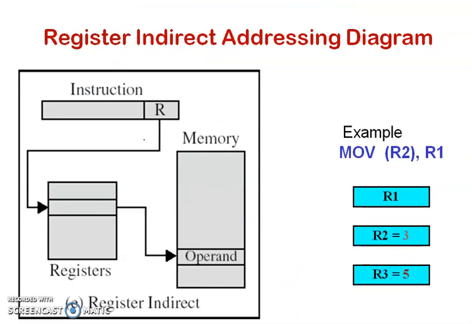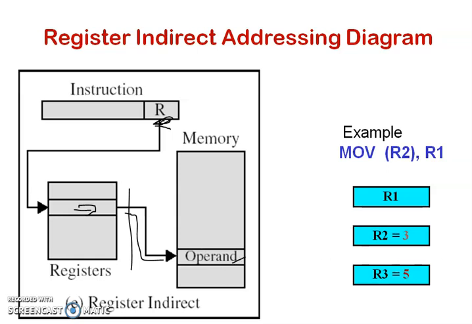The example for register indirect addressing is like in this diagram: inside the instruction you have some register mentioned, R0 or R1, any register will be mentioned in the instruction. So you will have some n registers. In that particular register you will have some value, and that value will be an address. It will be pointing to the location in memory from where the actual value will be taken.